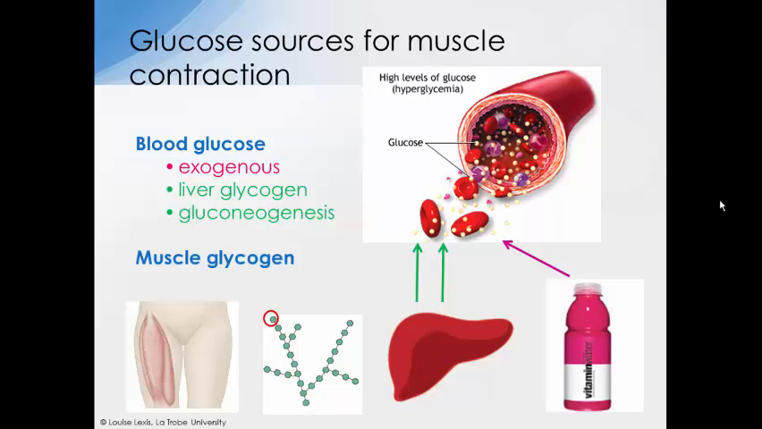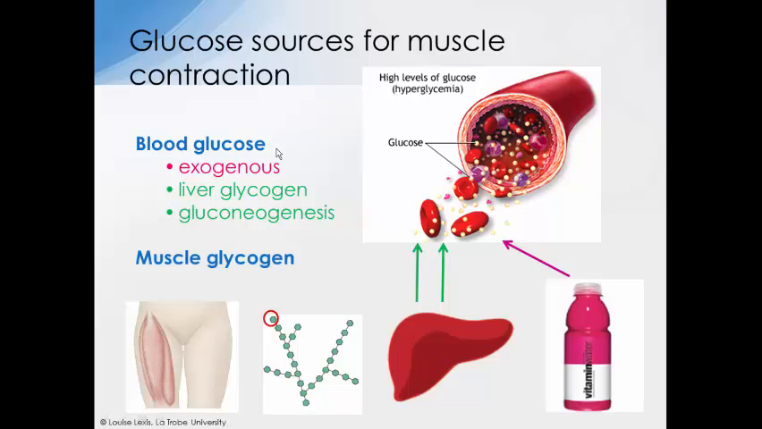Remember, in the last couple of clips we looked at glucose and how it can be used to produce ATP for muscle contraction. Now we're looking at the sources of that glucose for the muscle. The glucose can come from blood glucose or it can come from muscle glycogen.